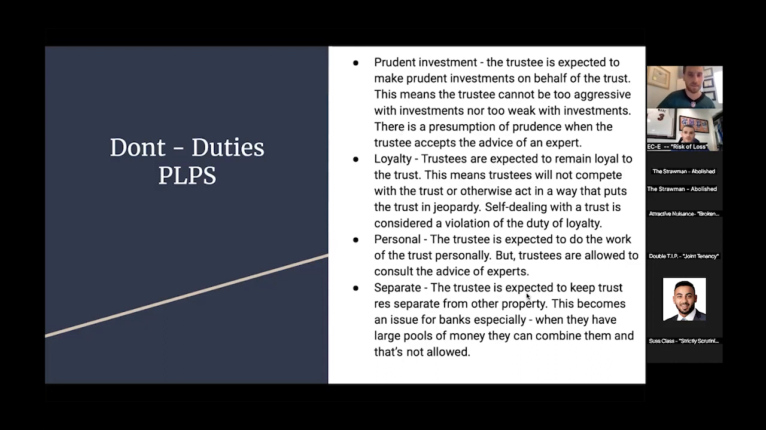No, I like this. Plus, prudent investment, loyalty, act personally, and keep the funds separate, not to commingle. Very easy. Trust essays. We're praying for a trust essay.